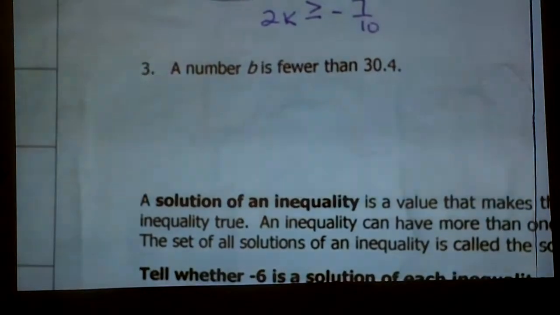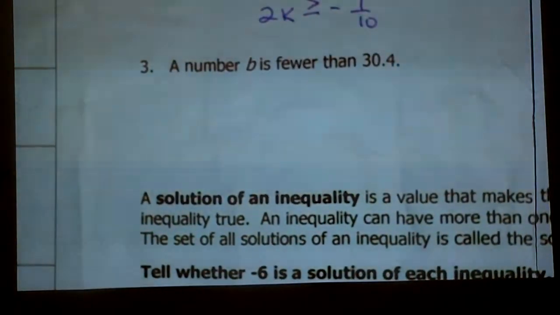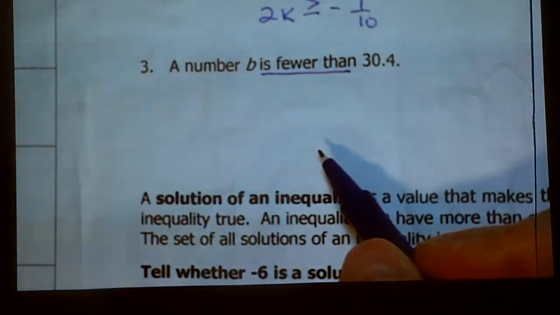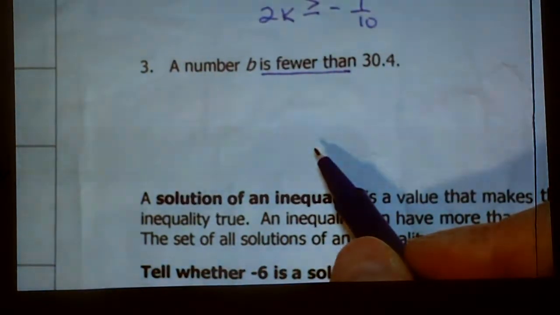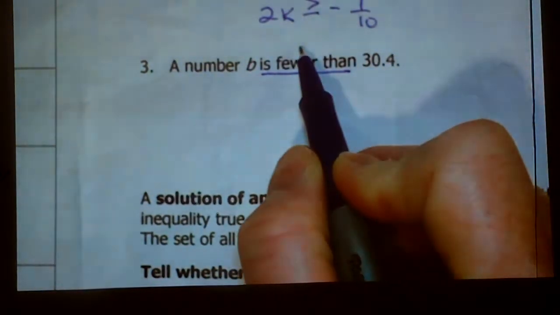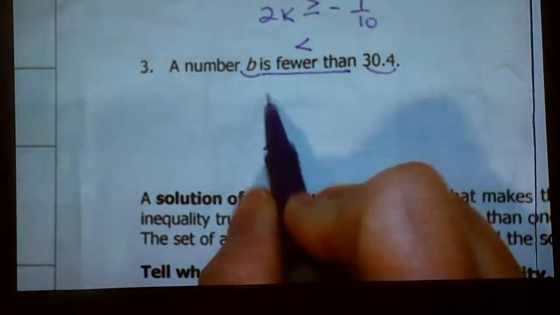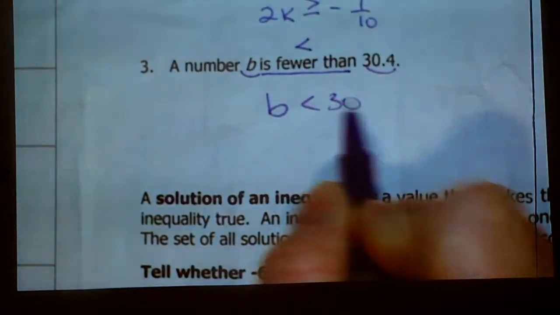Alright, one more of those. A number B is fewer than 30.4. So is fewer than, those are our keywords. And if you look over at your chart, is fewer than means the same thing as is less than. And it says that B is fewer than that. So we're just going to say B is less than 30.4.